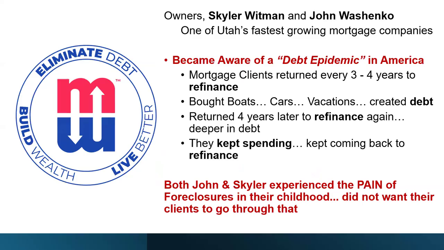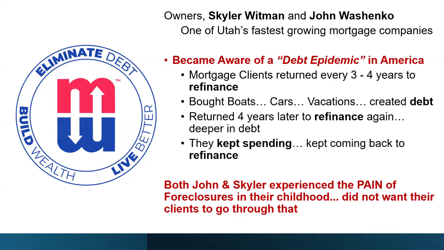Skylar and John created this program. They were both victims of foreclosure in their childhood. And anything in your childhood has a lasting impact on you. So they didn't want people to go through that. They became aware of the debt epidemic by owning a mortgage company. They saw their clients returning every 36 to 48 months to refinance, to buy what? Stuff they don't need. So they kept spending. They kept coming back to refinance. What does that mean?